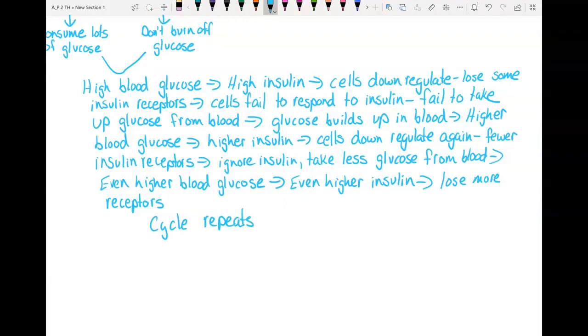Now we're talking about months or years that this cycle repeats, so it's incremental. But the more it repeats, the worse it gets. So when you start off early in this cycle, you can take some oral medications. Some people can even resolve their type 2 diabetes with diet and exercise. The further you get into this cycle, the harder it is to treat.